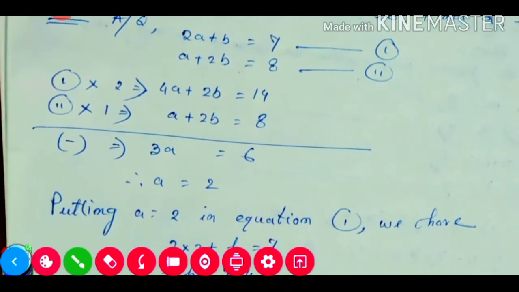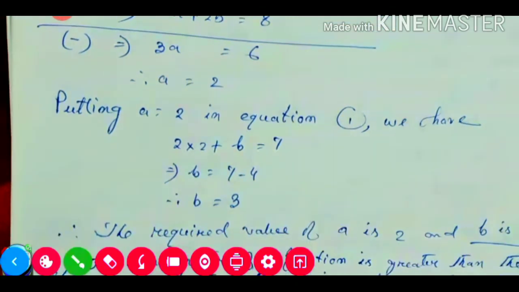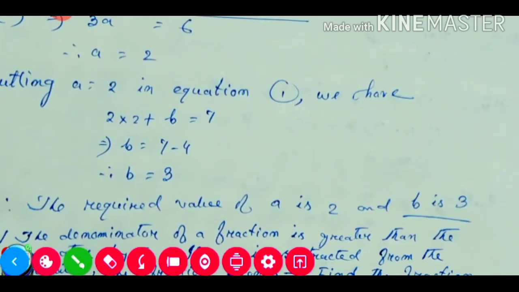Now we put this a value in any equation. Suppose in equation number 1 we are putting this a value, a is equal to 2. So 2 into 2 plus b is equal to our 7. So 2 into 2, 4. This 4 will shift to our right hand side, so it will be our minus. So 7 minus 4 is equal to 3. Therefore the required value of a is equal to 2 and b is equal to 3.